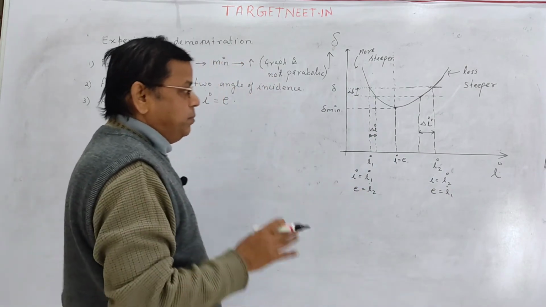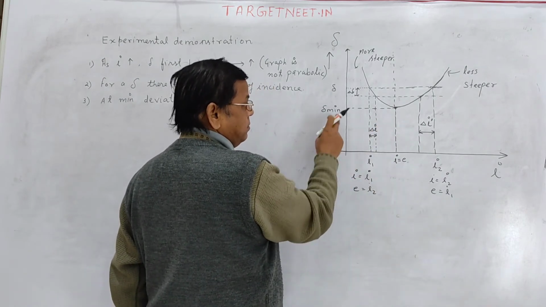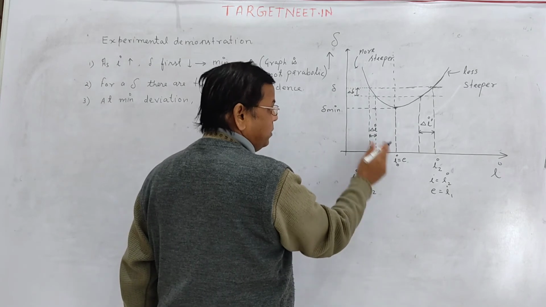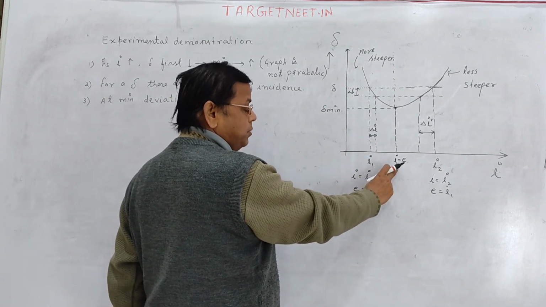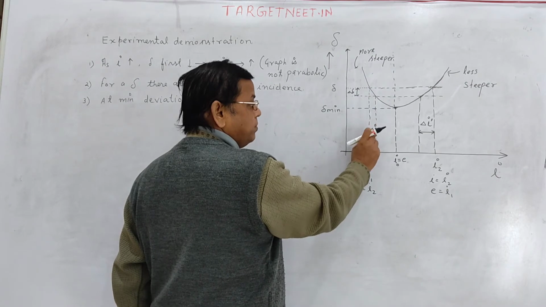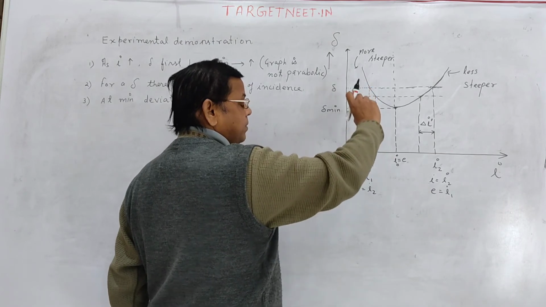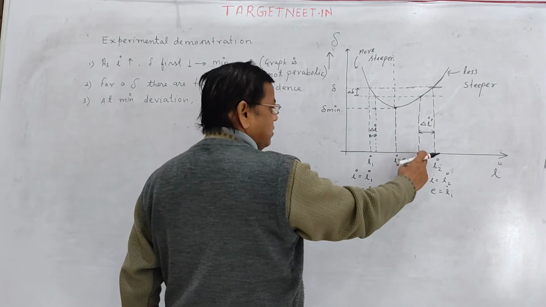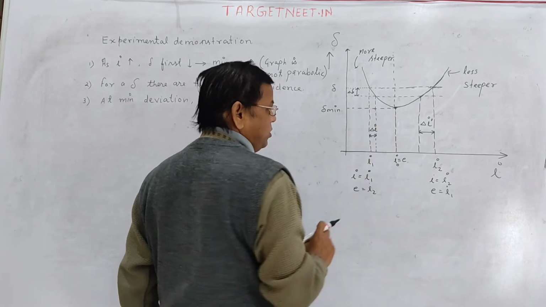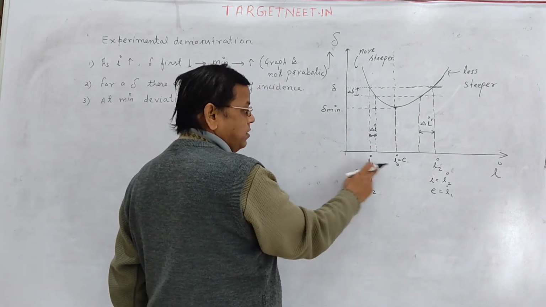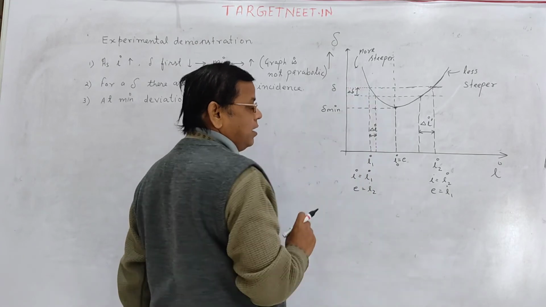So delta I prime is more than delta I, which means if your angle of incidence is lesser than the angle of incidence corresponding to minimum deviation, then a small change in angle of incidence will produce a large change in angle of deviation, as compared to when your angle of incidence is greater than the angle of incidence corresponding to minimum deviation. If your angle of incidence is smaller than this, then by a small change in angle of incidence you will get a large change in angle of deviation.